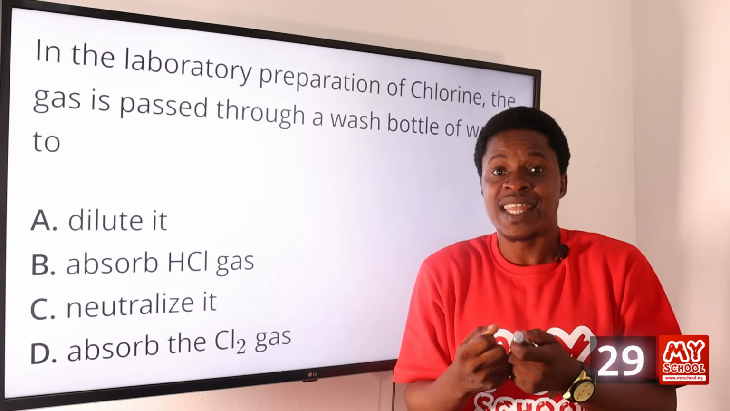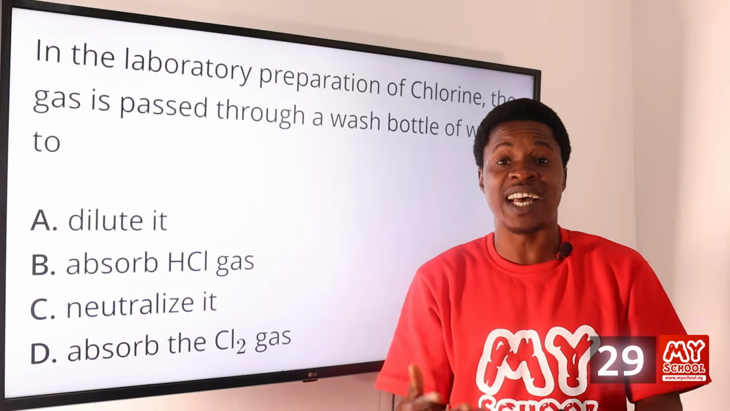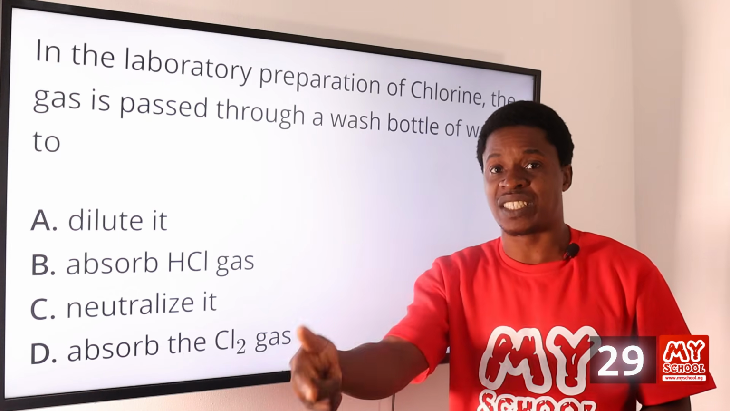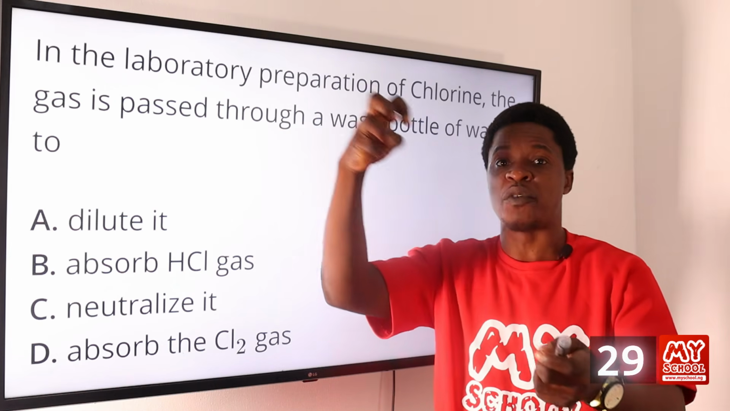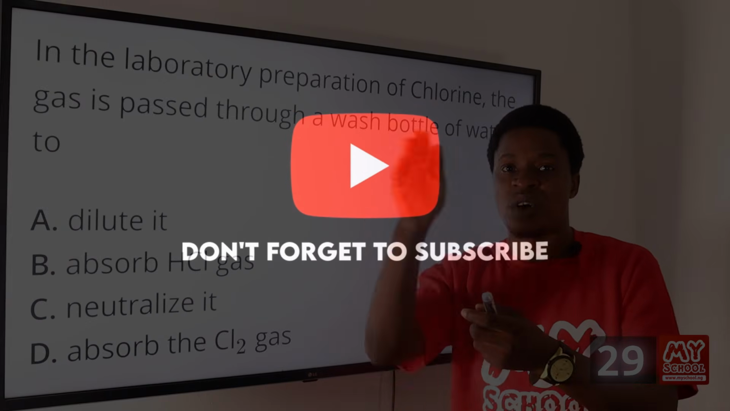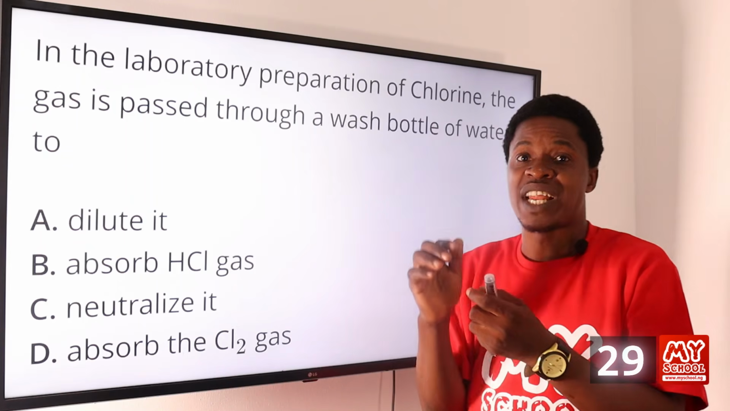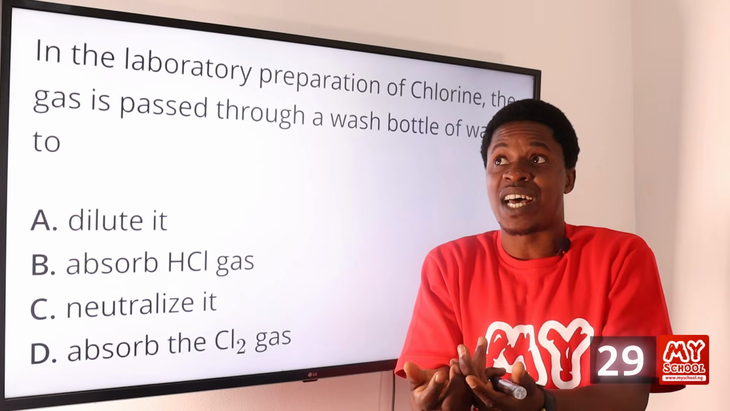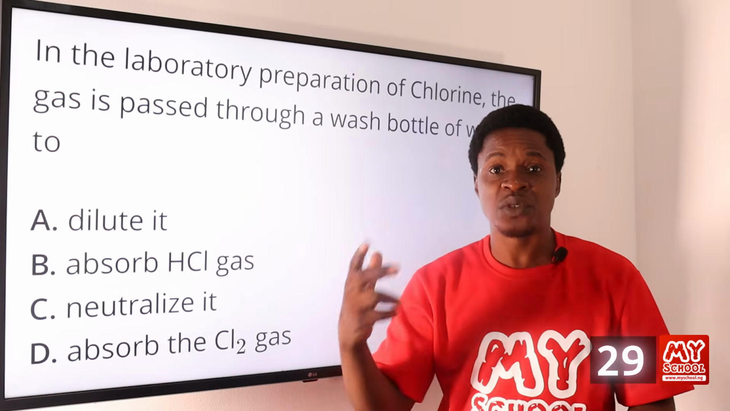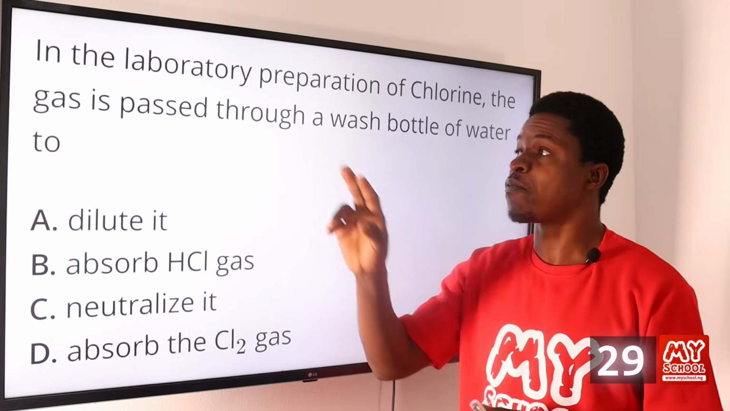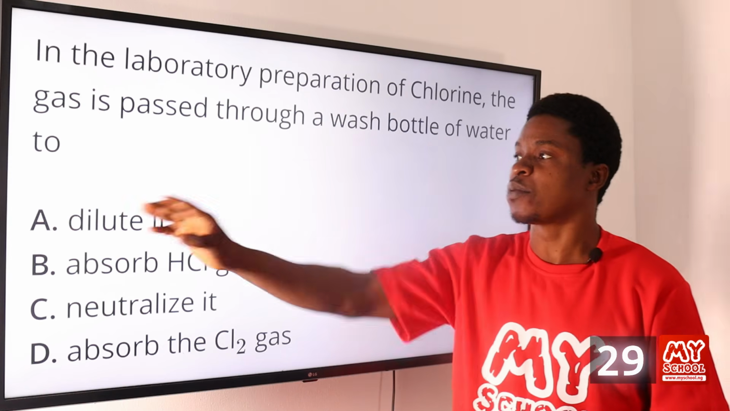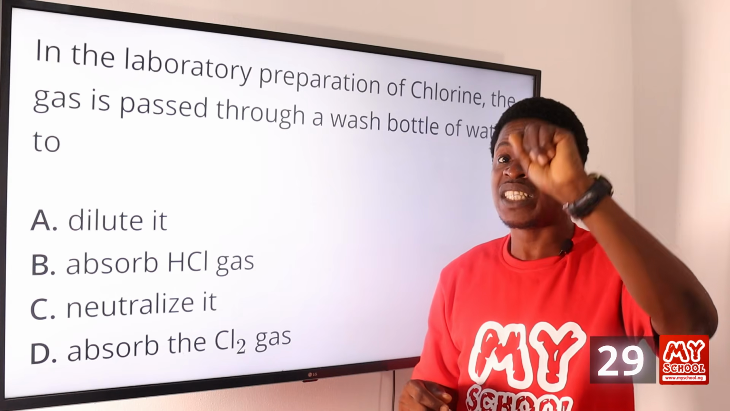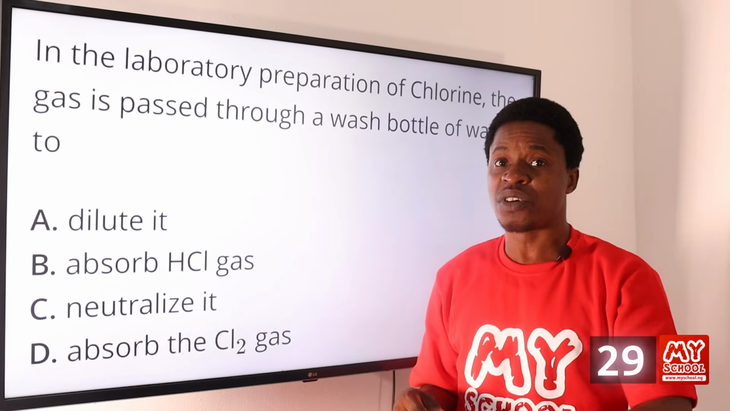When it's soluble in water, it can form the strong acid, which is hydrochloric acid. But the hydrogen chloride, HCl, is an impurity in this process, so we need to eliminate it. To eliminate it, we pass it through the water. That's why we pass it through the wash bottle, so that as it passes through, it dissolves in it and becomes absorbed. Once it becomes absorbed, it can be removed. So that is the essence of passing it through the wash bottle. If you look at option A, it says dilute it. Yes, of course, it's going to get diluted, but dilution is not the general reason for the setup.